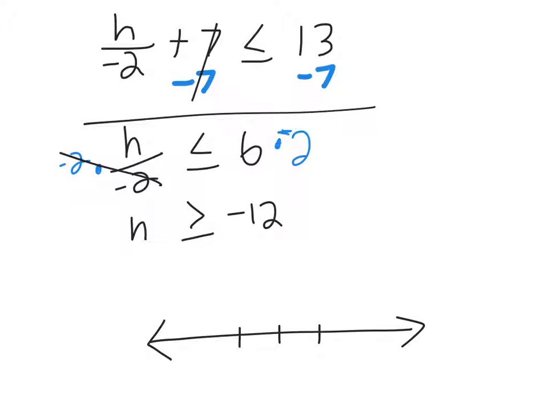So from here though, you need to label your number line and plot this. So I'm going to go negative 13, negative 12, negative 11. Alright, so it's going to be or equal to, so that's going to be a shaded in point. And it is greater than, so I'm going to go to the right.